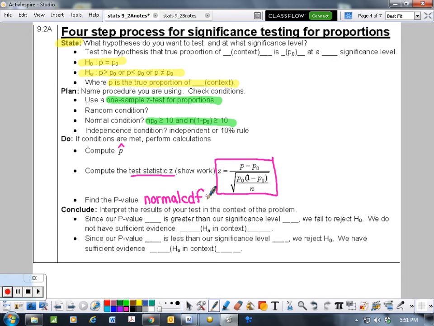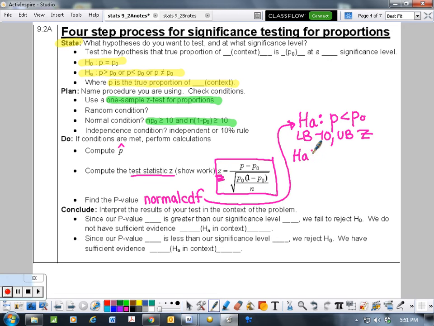Something I want to point out about that normal CDF is, if your HA has P is less than P0, then your lower bound is going to be -10, and your upper bound is going to be your Z, whatever value you got for Z. If your HA is P is greater than P0, then your lower bound is going to be your Z, and your upper bound is going to be really high, like 10.